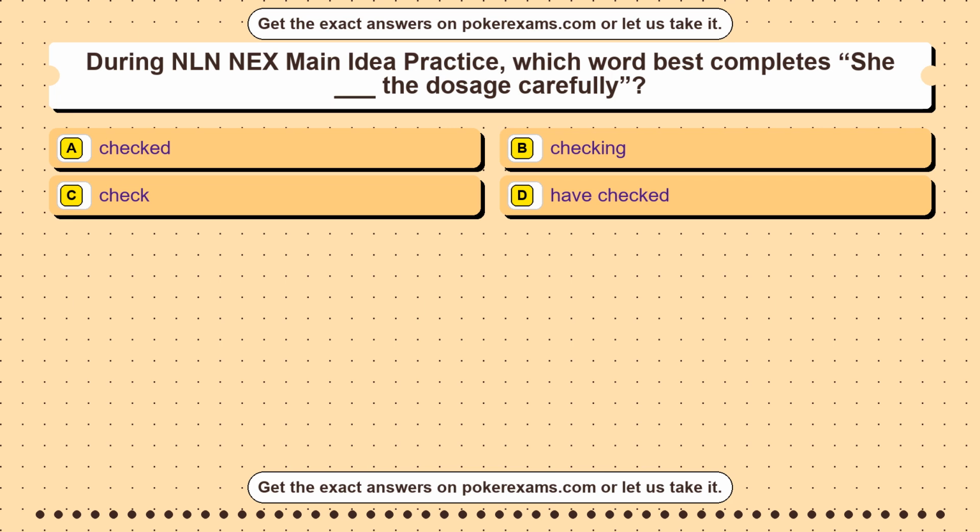Question 1. During Get History practice test, which detail best supports an inference in RLA? Option A, a quoted line from the passage. Option B, a personal guess. Option C, a longer answer choice. Option D, a familiar topic.